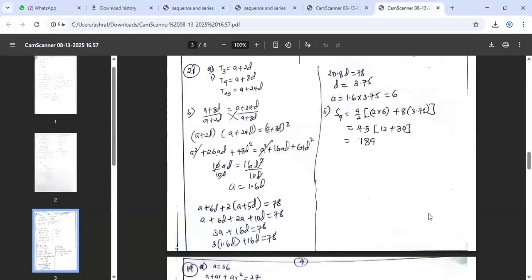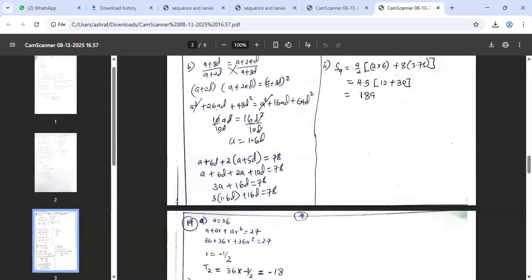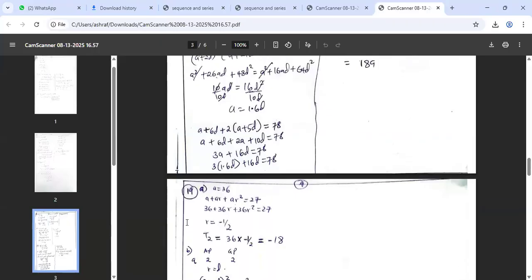Those who didn't get it, that is how we get T2. So I've not worked out R since we had worked it out in another question. It is similar to one of the questions we have already done, that part A. So R was negative a half. Then using negative a half as your R, remember T2 for our GP is A times R. A is 36 and R is negative a half. So you get your T2 as negative 18.